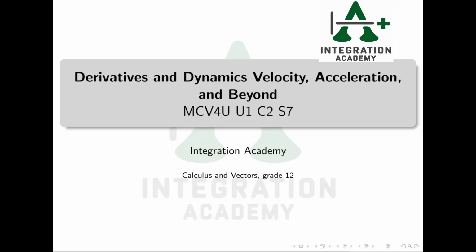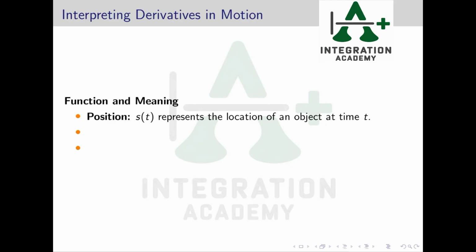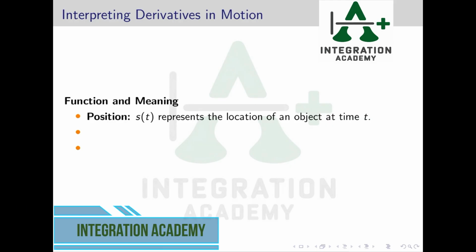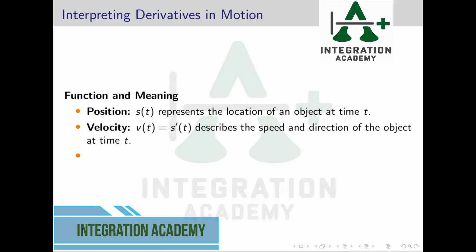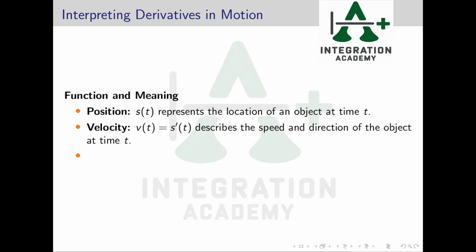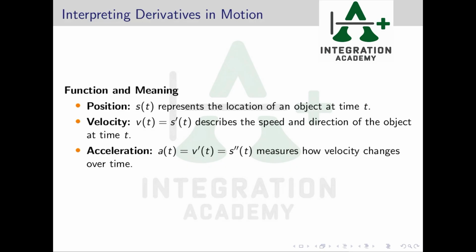Let's dive in. In motion analysis, we use three main functions. First, the position function, denoted as s of t, tells us where the object is located at a given time t. Second, the velocity function, written as v of t, describes the speed and direction of the object. It is the derivative of the position function. Lastly, acceleration, represented as a of t, measures how velocity changes over time. It is the derivative of the velocity function or the second derivative of position.